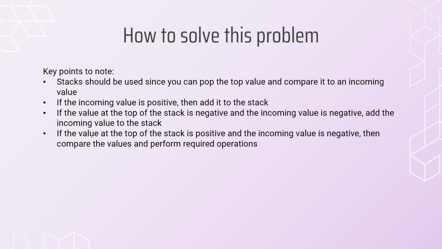The fourth bullet point here is that if the value at the top of the stack is positive and the incoming value is negative, then you compare the values and perform required operations. The required operations here are in an event that, let's say, the value at the top of the stack is an 8, for instance, and the incoming value is an 8, you know that you need to destroy the two values. Or in an event that, let's say, you have one that's less than the other, then you either pop it from the stack, or then you push it onto the stack.